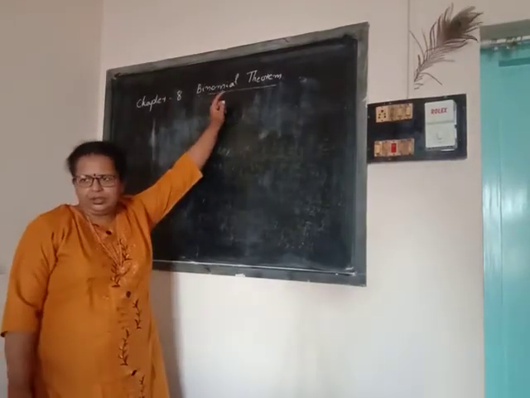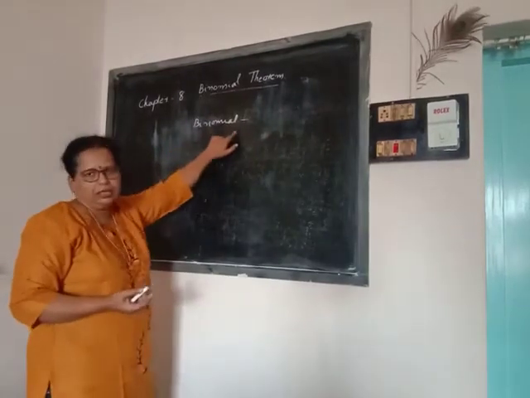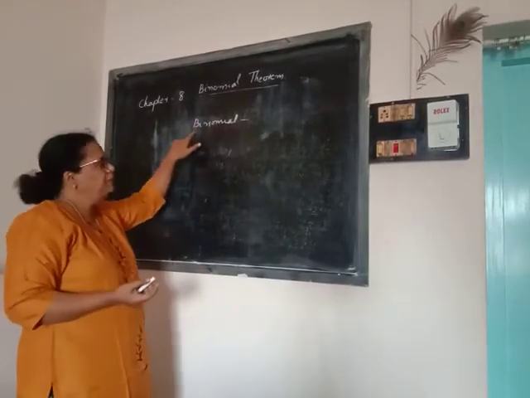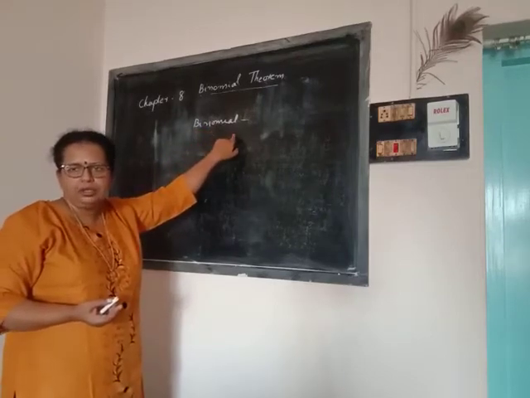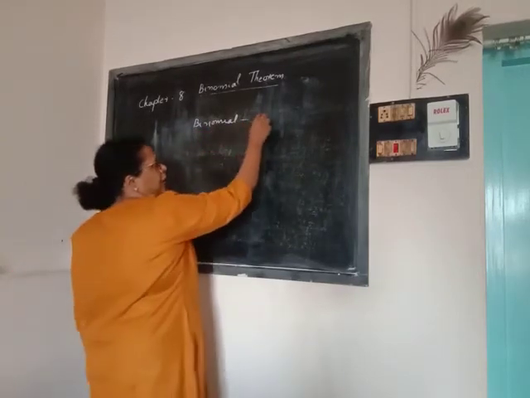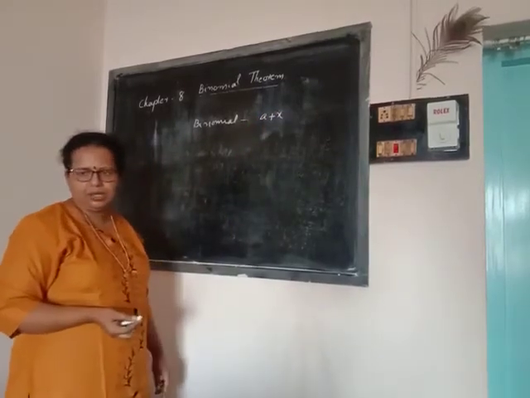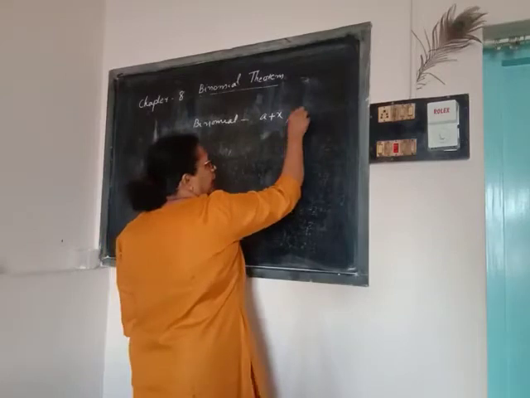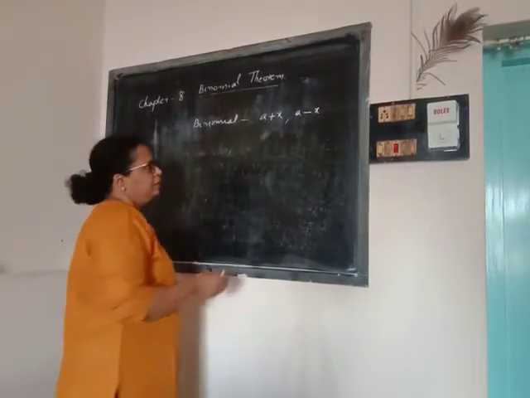So we are going to learn a new chapter, Binomial Theorem. Binomial. What is binomial? Bi means two. So binomial means the polynomial having two terms. It's like a plus x. It is binomial. A minus x is also binomial.